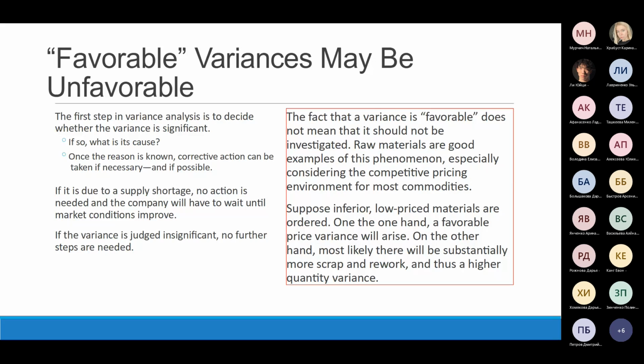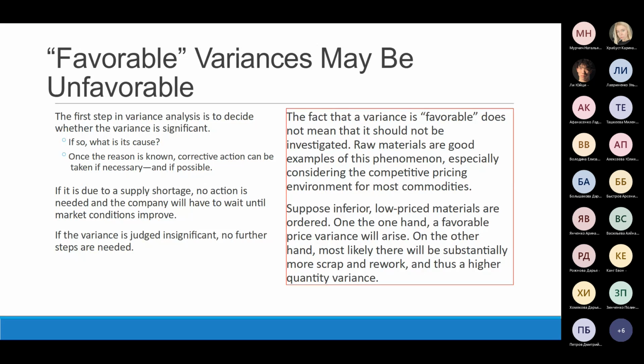If our action will help us to avoid such problems in future, I think it could be done. And if it is due to a supply shortage, for example, no action is needed and the company will have to wait until market conditions improve. If the variance is judged insignificant, no further steps are needed.